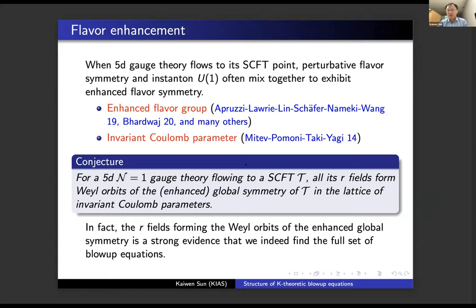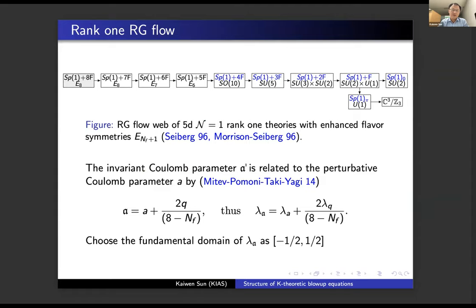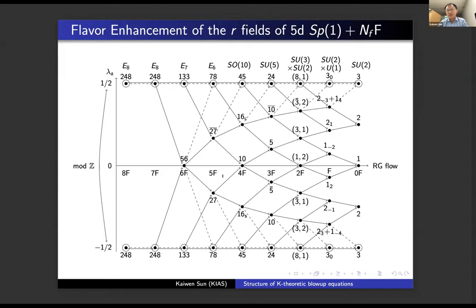For example, here I show you one very simple example, that is the rank one RG flow. We flow from the SU(2) with 8 flavors, which is E8, to the cases with fewer and fewer flavors. And this is well known in the old work of Seiberg and Morrison. In this work, they already found the definition of renormalized coupling parameters for all these theories. And after converting to the renormalized coupling parameters, we found that all the R fields indeed can be written as the Weyl orbits or representations of the enhanced flavor group.